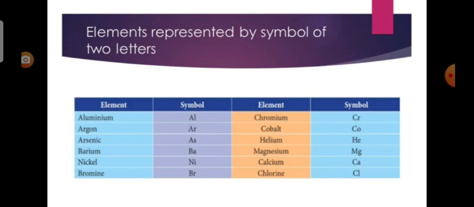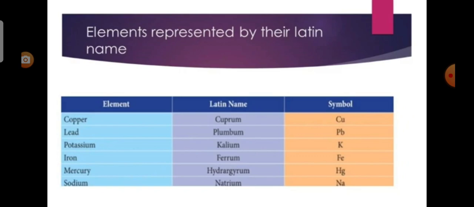For example, aluminium Al, argon Ar, arsenic As, barium Ba, nickel Ni, bromine Br, chromium Cr, cobalt Co, helium He, magnesium Mg, calcium Ca, and chlorine Cl. Now we see about the elements represented by their Latin name. The symbols for some elements are derived from their Latin names.